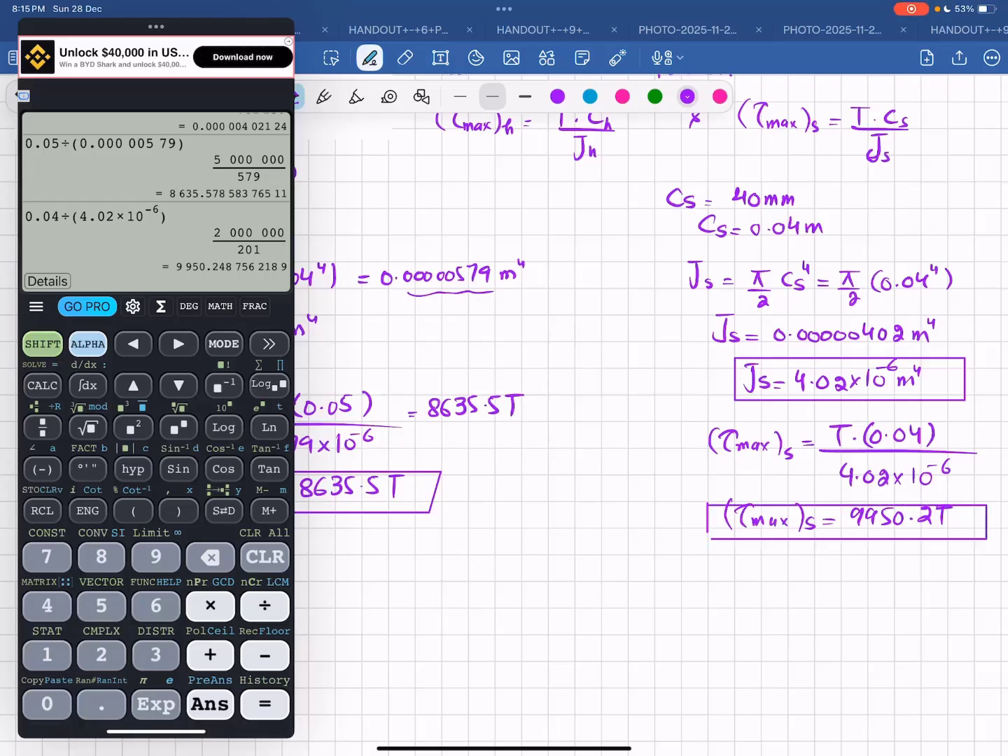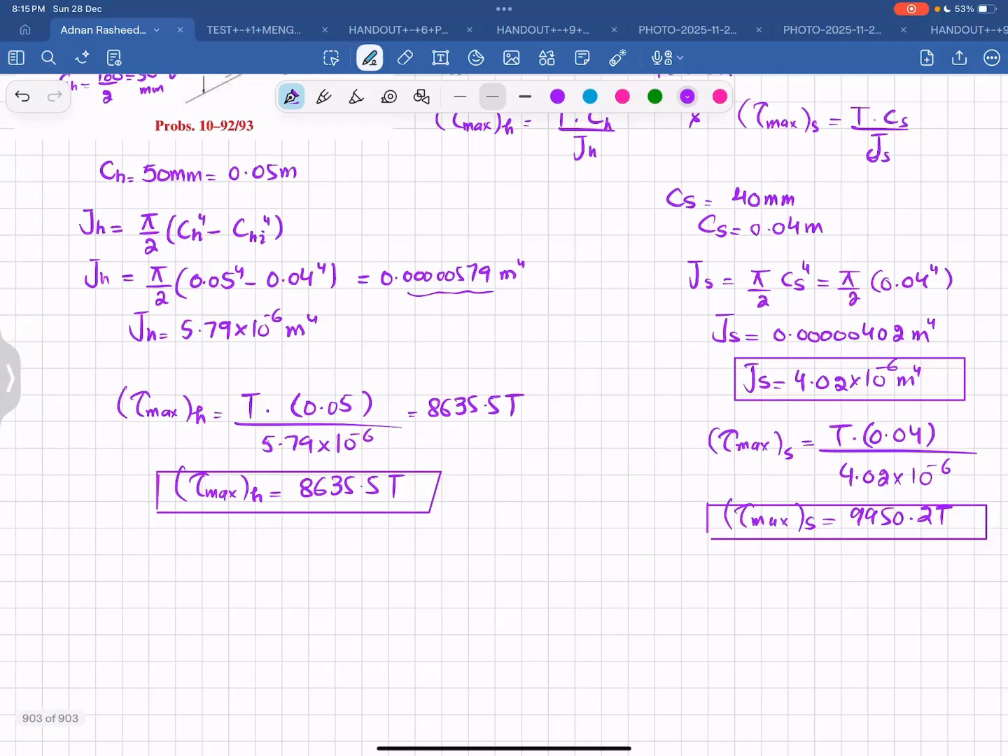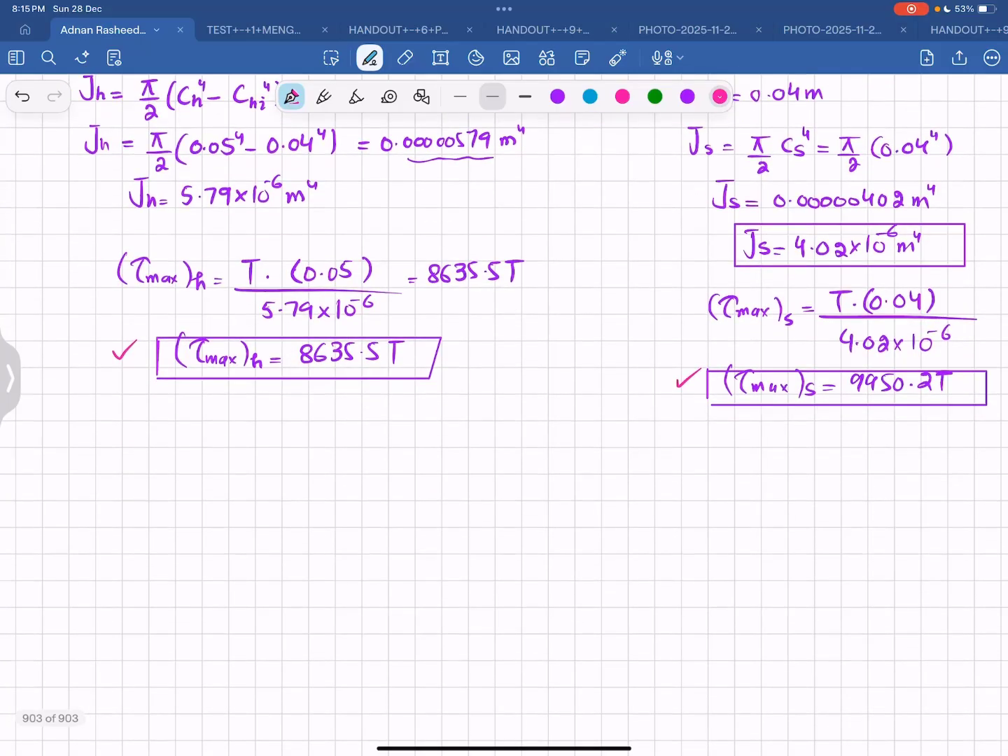This is T. Now we have two shear stresses, one for the maximum shear stress in the hollow shaft and one for the maximum shear stress in the solid shaft. By comparison, we can see that the points on the shaft of solid section will experience larger shear stress. So we will select this maximum shear stress in the solid segment.